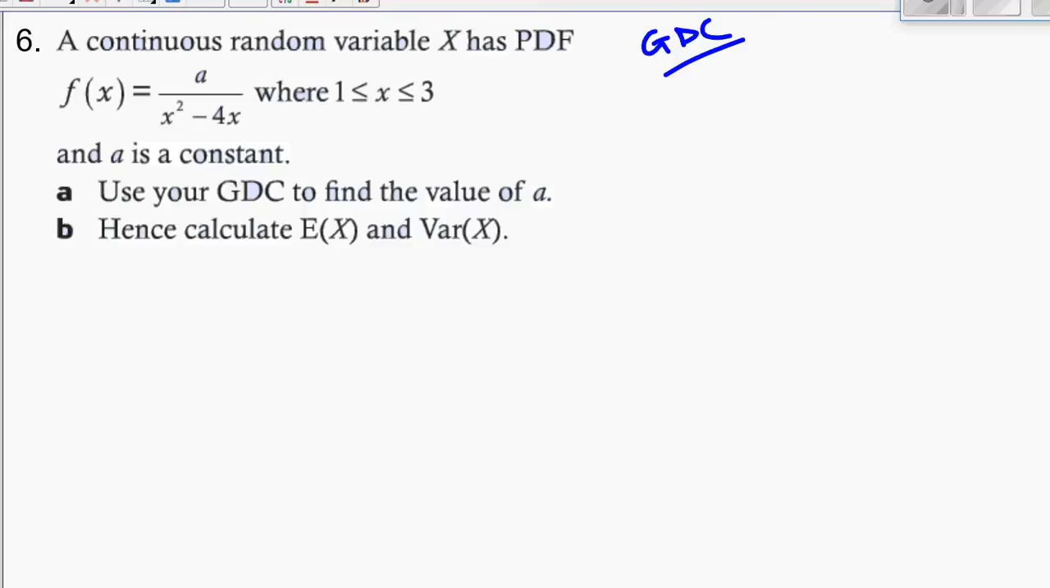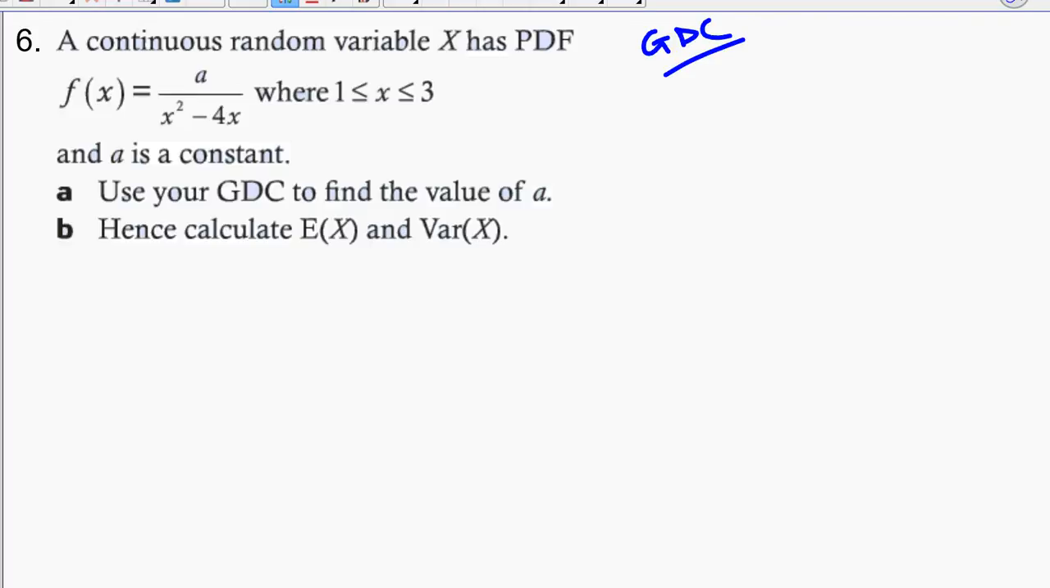Okay, number 6. A continuous random variable x has probability distribution function given there, where x takes the values between 1 and 3 and a is a constant. So, part A, use your graphing calculator to find the value of a.